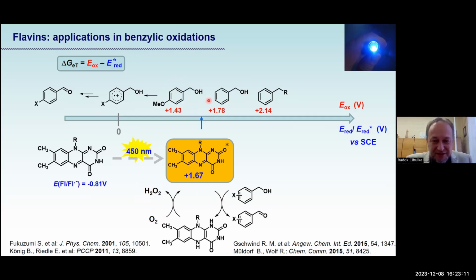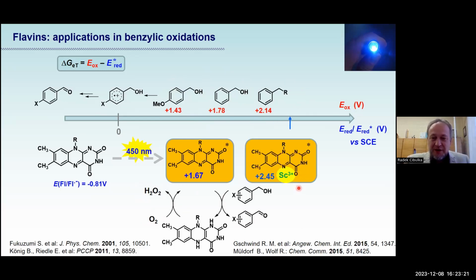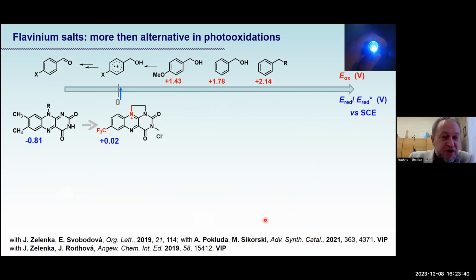But you can see that this oxidant is not so strong as to oxidize, for example, these species. It was shown before by Fukuzumi or by Robert Wolf that you can introduce a scandium species, which is an even much stronger oxidizing agent, and you can oxidize this, and also this. In our approach, we wanted to work without any metal, and this was the reason why we did not introduce a metal to have the flavin as a ligand, but we tried to introduce a positive charge here.